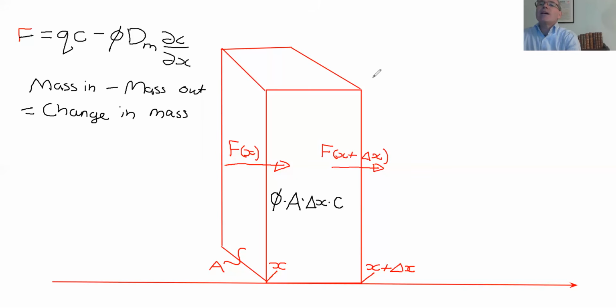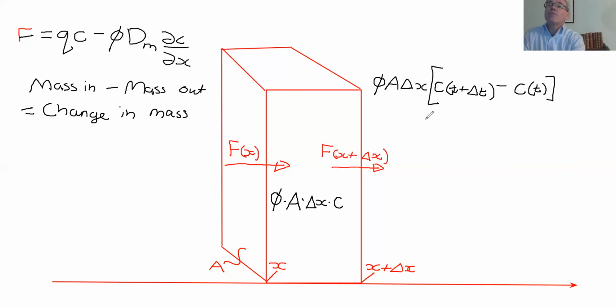So the change in mass clearly is phi A delta X, that volume doesn't change, times the change in concentration. Well, how much concentration do we have at the end? That's at a time t plus delta t. And how much did we have at the beginning, which is the concentration at a time t. Simple as that. So that's the change in mass. That's got to be equal to the mass in minus the mass out.